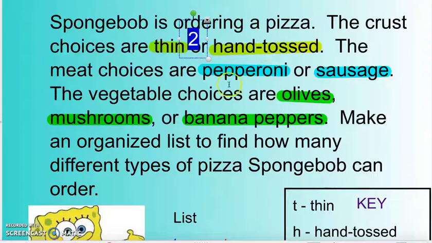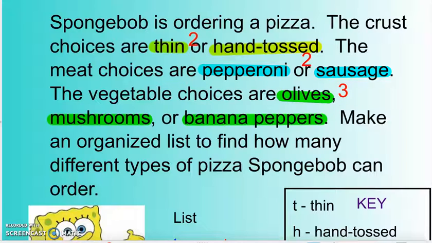And then how many options are in blue? 2 again. So I'm going to put 2 above there too. So 2 options for meat. And then how many options are in green? How many vegetable options? Yes, 3. So I'm going to change this one to 3. And so we have 2 options for crust, 2 options for meat, and 3 options for vegetables.